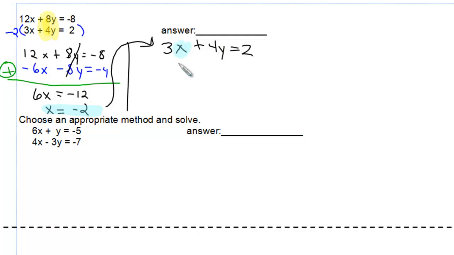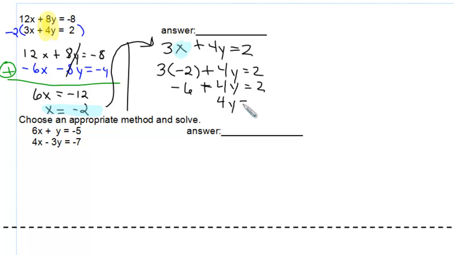Let's replace x with negative 2. So 3 times negative 2 plus 4y equals 2. Negative 6 plus 4y is equal to 2. And when we add 6 to both sides, we get 4y equals 8. Dividing both sides by 4, and we get y equals 2. Now I have the ordered pair for this system of equations. x is negative 2 and y is 2.